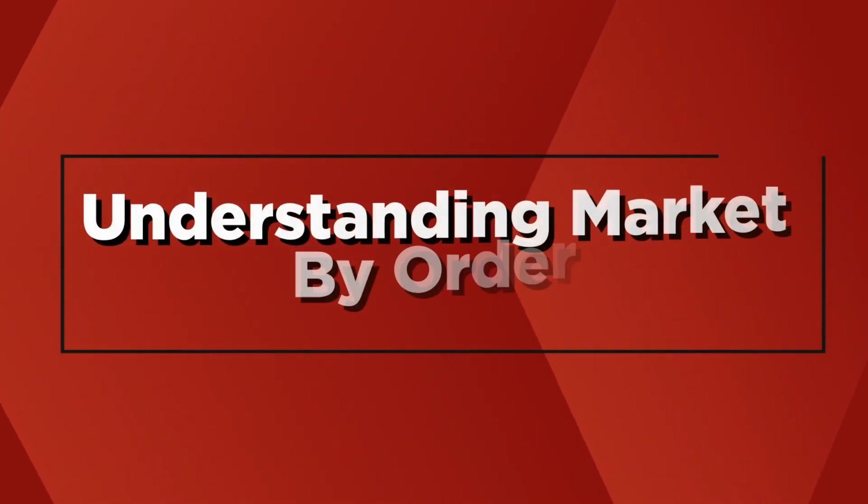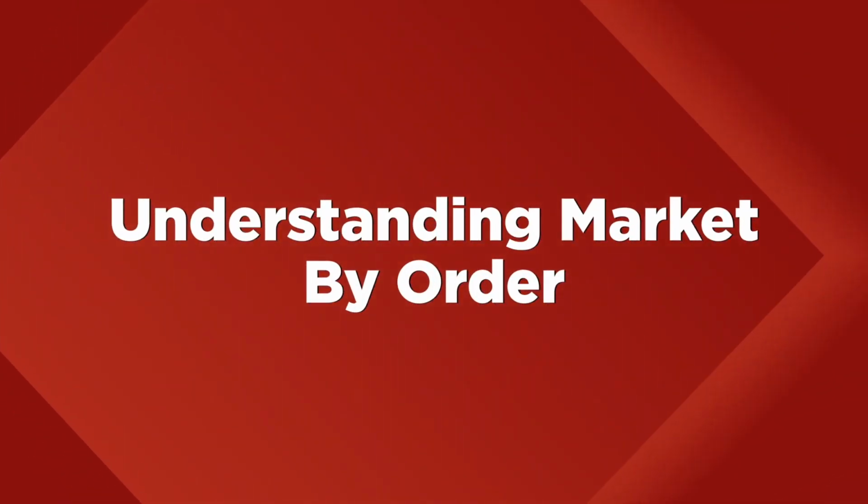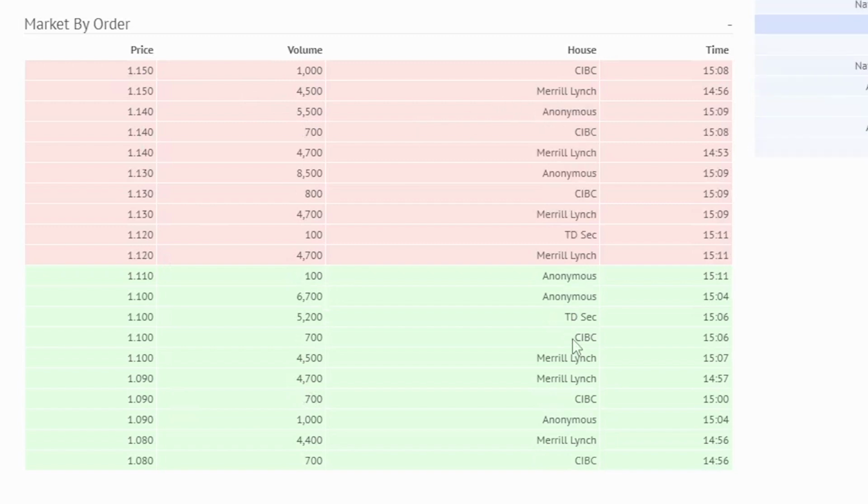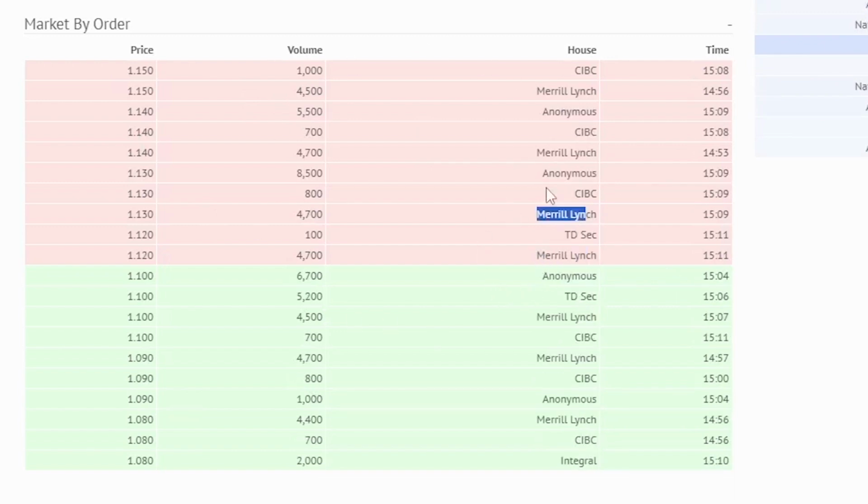points. Moving to market by order, you can see the price points on the left, you can see the volumes, you can see the houses that are put in the buys or the sells, and you can see exactly when you're doing it. This is great for you to capture and see which houses are active, right? If there's any particular houses that are iceberging, for example, or anything else.